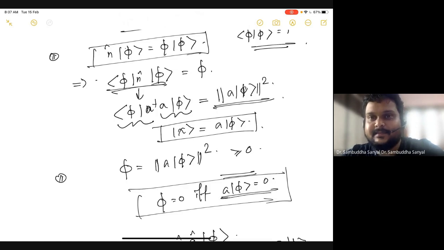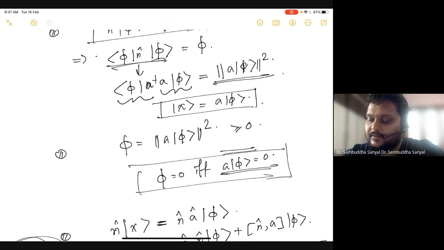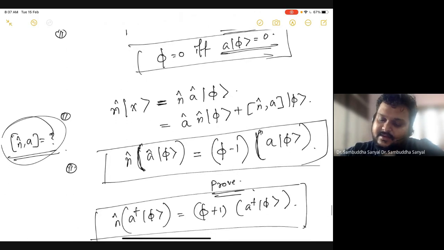And remember, this was something we were confused about, at least I was confused, you guys were not. I was trying to argue something else, but that is for the harmonic oscillator. You told me that A phi has to be 0. Okay.